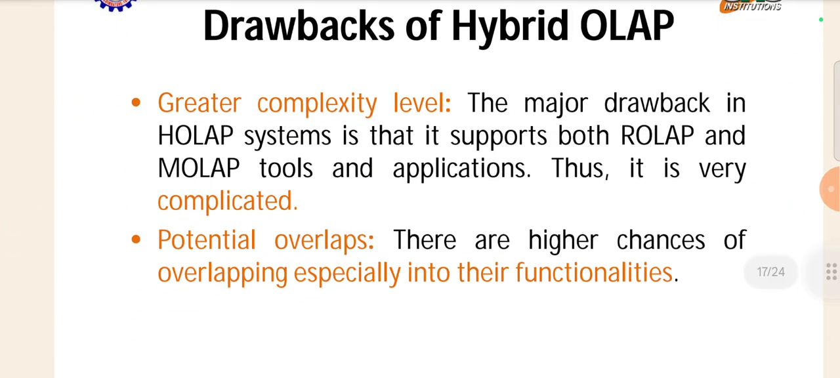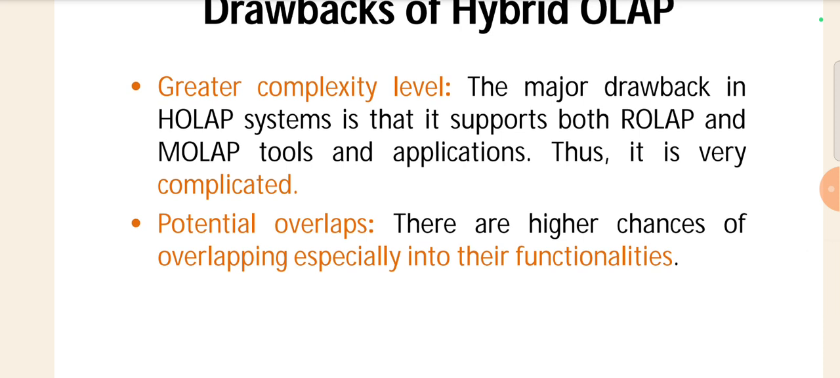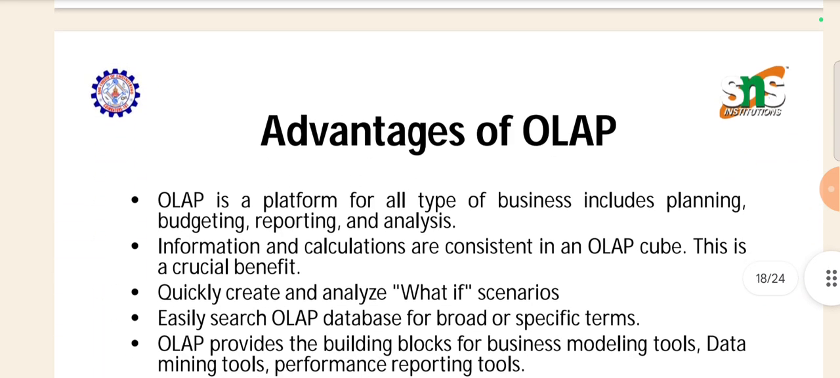The drawbacks of hybrid OLAP are all about the greater complexity level. That is, it supports both ROLAP and MOLAP tools, so it creates some complication. And the second thing is the potential overlaps. Why is there potential overlap? Because of the functionalities, it gives a higher chance of overlapping processes. Why? We are utilizing both ROLAP and MOLAP, so both their functionalities have been mixed together. So it gives some issues over there.